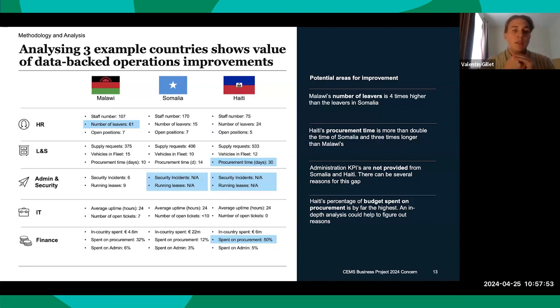A big point that also came out more often, but which we addressed here in admin and security because it was particularly striking, is that some numbers are just not provided.